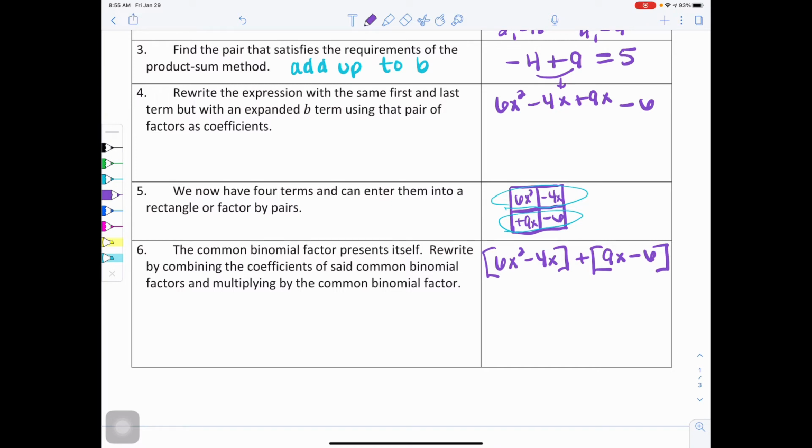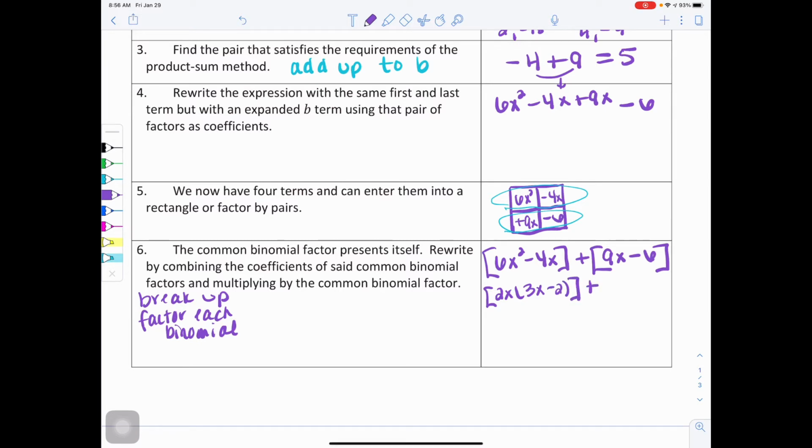Now we're going to factor each pair. So let's make little notes. We're going to factor each binomial. Okay, so now we're going to factor 6x squared minus 4x. So first I'm going to look for a GCF. I have a greatest common factor of 2x. So 2x outside, and when I divide that out, I get 3x. And then negative 4x divided by 2x would be minus 2.